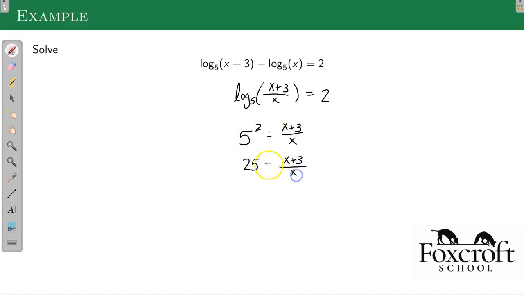All right, now I have to look at this equation and figure out how to solve it. What would I do? I have a fraction. I can always get rid of fractions by multiplying by the denominator. Make sure you do it on both sides. So 25x equals x plus 3. And now this is a lot more obvious to see how to solve it. I need to get the x's by itself, so I'm going to subtract x from both sides. And then divide by 24.